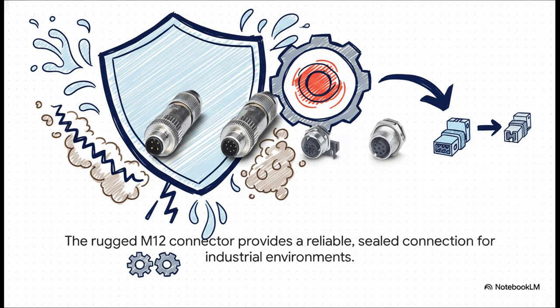Enter the M12 connector. This thing is an absolute tank. It's metal, it screws on, so it locks down tight. It creates this perfect seal that keeps out dust, water, you name it. It just laughs at vibrations. It's basically the heavy-duty industrial big brother to the office RJ45.